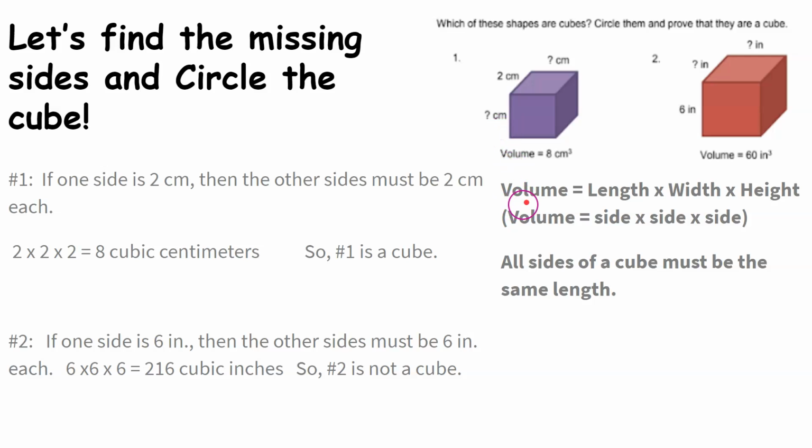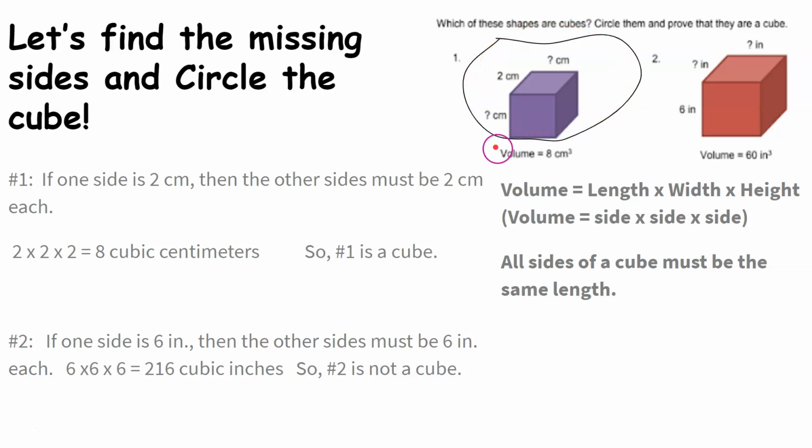So let's find the volume. Length times width times height, or side times side times side. 2 times 2 times 2 will give us 8. 8 cubic centimeters. So let's look at the volume that we were given. It says volume is equal to 8 cubic centimeters. Wow. So number 1 is a cube. We circle it. It's a cube.